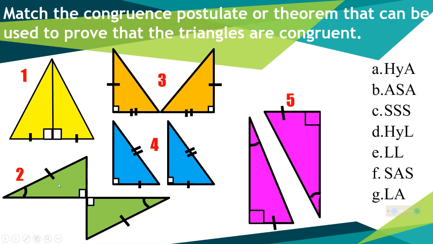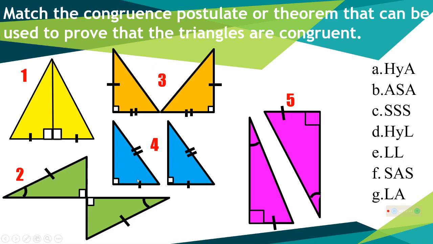Next, number 2. Number 2 is, yes, letter A. HYA, hypotenuse and an acute angle are given the tick mark. So that's why HYA, which is letter A. How about number 3? What parts are given with tick marks? Yes, they are the legs. So number 3 is LL, so letter E.